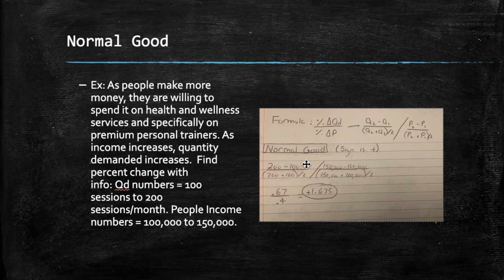And so we fill in the numbers: 200 minus 100, and then 200 plus 100 divided by 2, all over 150,000 minus 100,000 divided by 150,000 plus 100,000 divided by 2. If you plug this into the calculator first, you should get 0.67, and do the same for the price, you should get 0.4. And that is going to come out to 1.675, or if you round it, 1.7. And that is a positive number, so then we say it is a normal good.